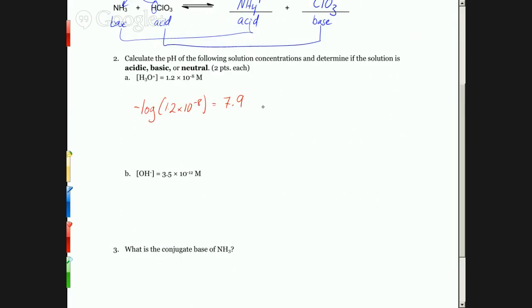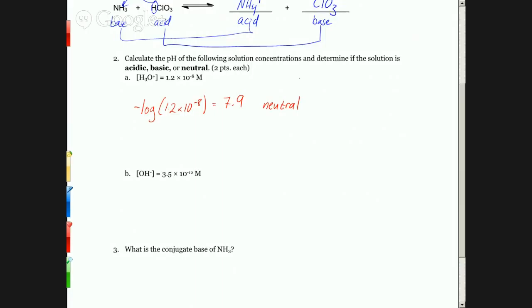There are two correct answers here. I would call this neutral. Between 6 and 8 is the neutral range. But of course, 7 is perfectly neutral. So above 7 is also basic. So I would also say basic is correct here. I think neutral is a better answer because a solution that's 7.9 would be neutral. It's like tap water, basically.